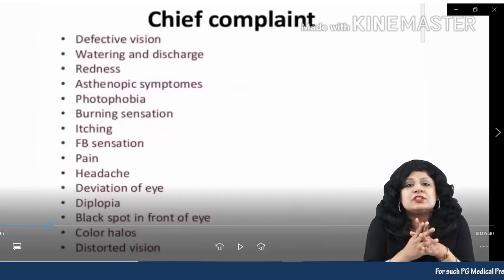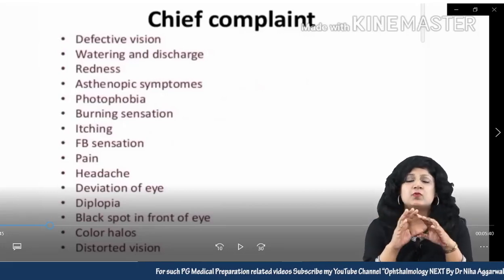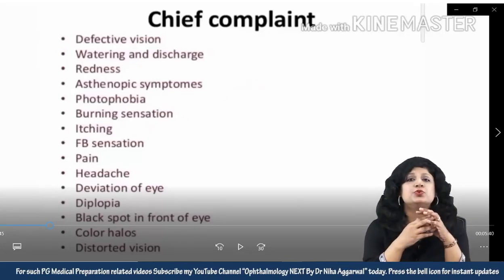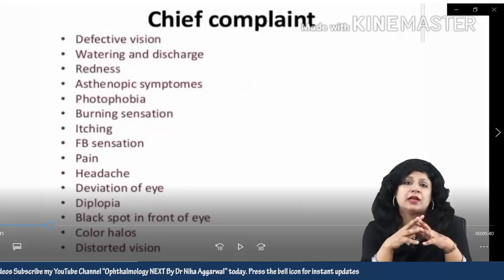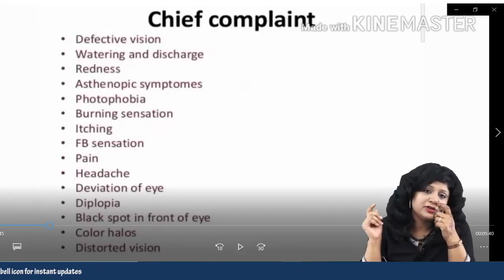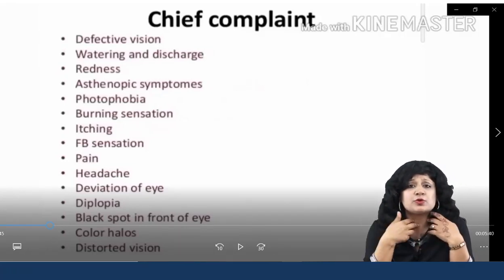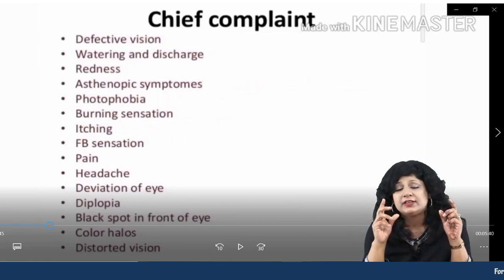Now coming to the chief complaints. Let's be very specific. What can be the chief complaints? What are the complaints we are going to look for in our patients, being ophthalmology patients? Sometimes you have to ask leading questions also. The patient may not be able to tell you all the complaints.